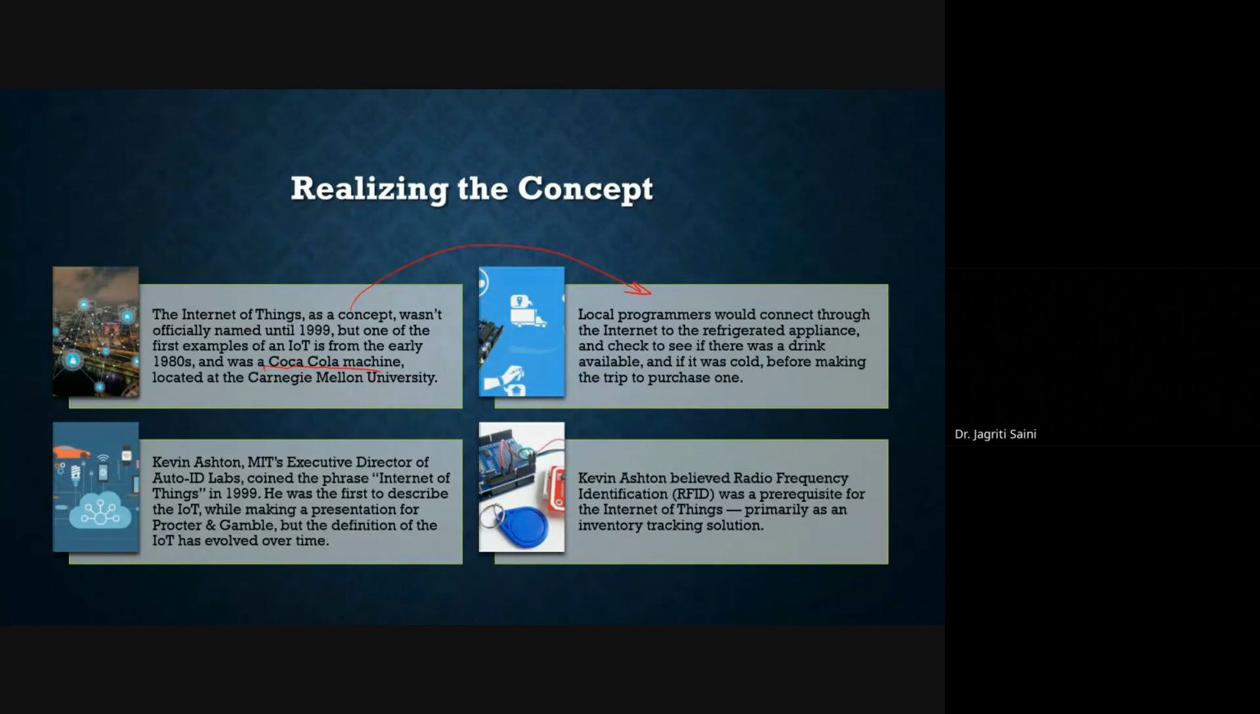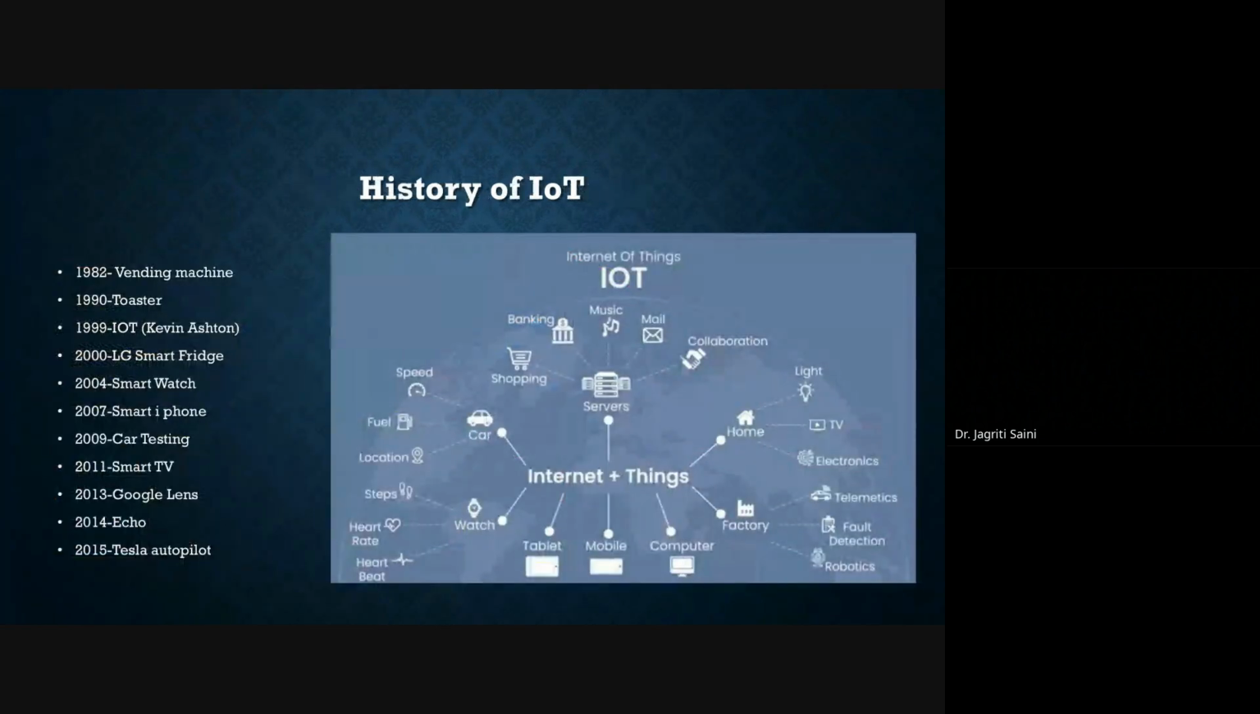So accordingly, they can come from their home to buy a drink from that vending machine. This was an interesting concept, designed several years ago before the actual IoT term was organized. And there were many such inventions, like you started with that vending machine, then they designed a smart toaster also, and then came the term IoT in 1999.